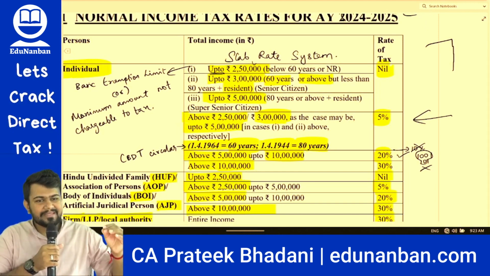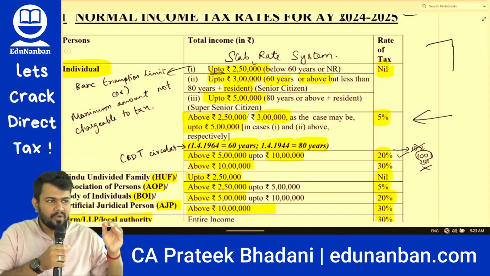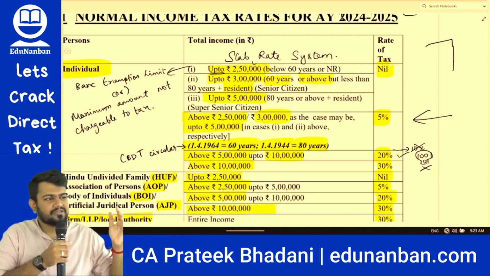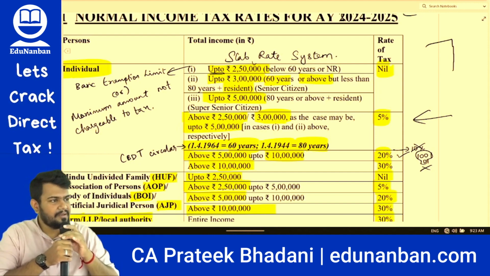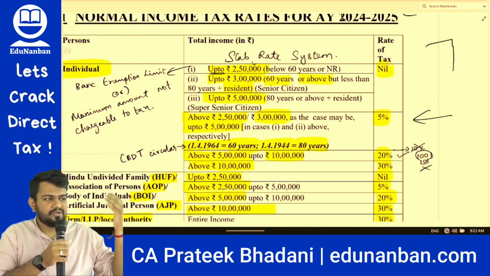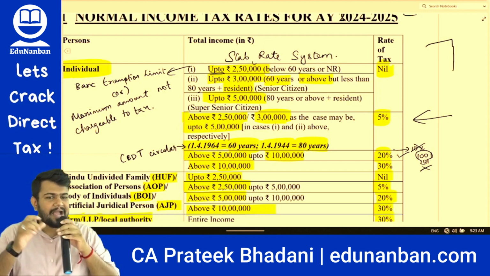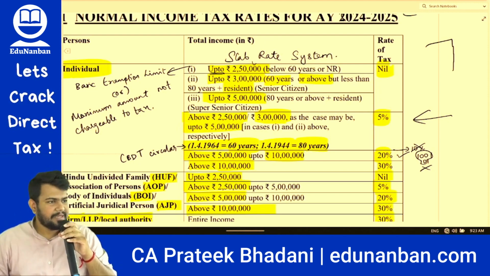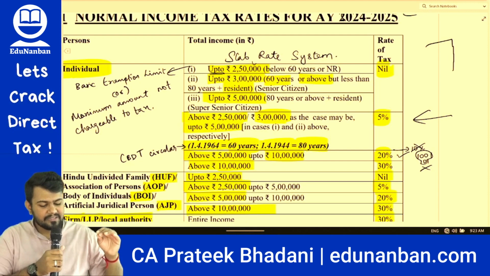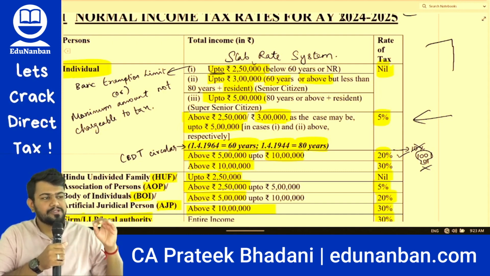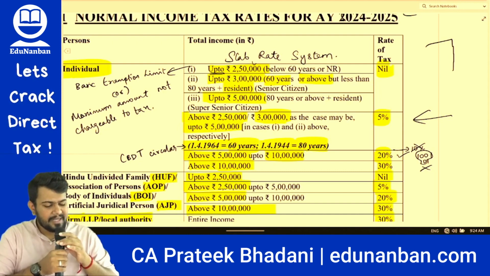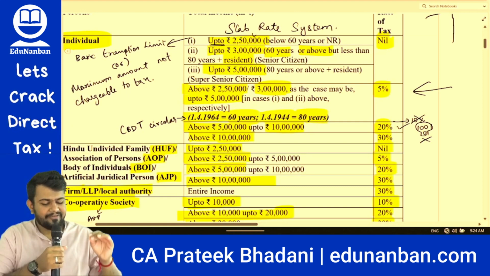Next, if there is a resident individual whose age is 60 years or more, it means the resident individual should have completed 60 years of age during the previous year, or his age should be more. In such case, up to 3 lakh rupees, no need to pay any tax. Then, in case of a resident individual whose age is 80 years or more during the previous year, who are also called super senior citizen, they need not pay a tax up to 5 lakh rupees.